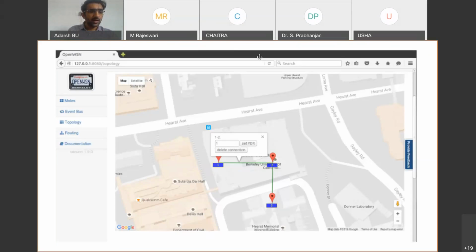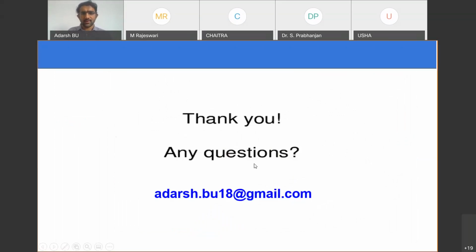Mobility of the devices is also very important. When the devices move around, how the device connectivity changes can also be verified here. So just play yourself, and if any issues are there, you can reach out to me offline. I would like to end with that. I would like to take any questions if there are any, and you can also reach out to me offline through my email address.